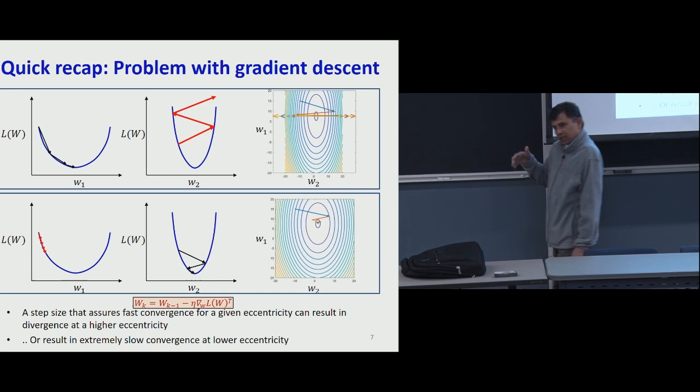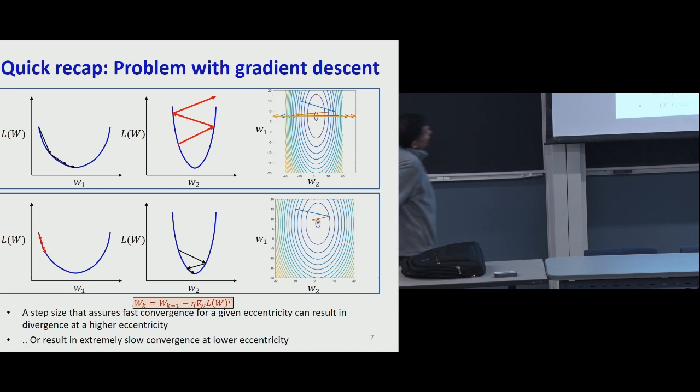which makes the solution converge somewhat cleanly for one eccentricity of your loss function, which is the figure to the left, for a steeper eccentricity, the same step size can make things blow up. On the other hand, a step size that actually makes the solution converge in the second case is going to end up resulting in extremely slow convergence in the first case.